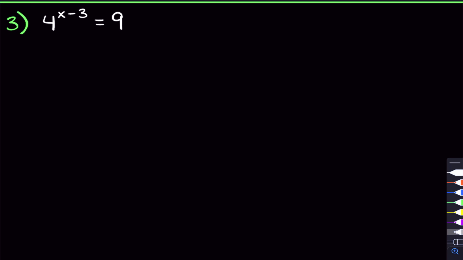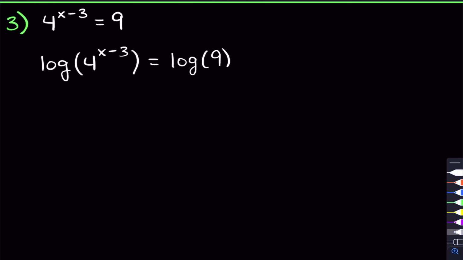Well, this is where logarithms start coming into play. What we're going to do if we can't find common bases, like in this example here, is take the log of both sides. And I'll show you why we're going to do that. But first, if we take the log of both sides, we're going to get the log of 4 to the x minus 3 is equal to the log of 9.